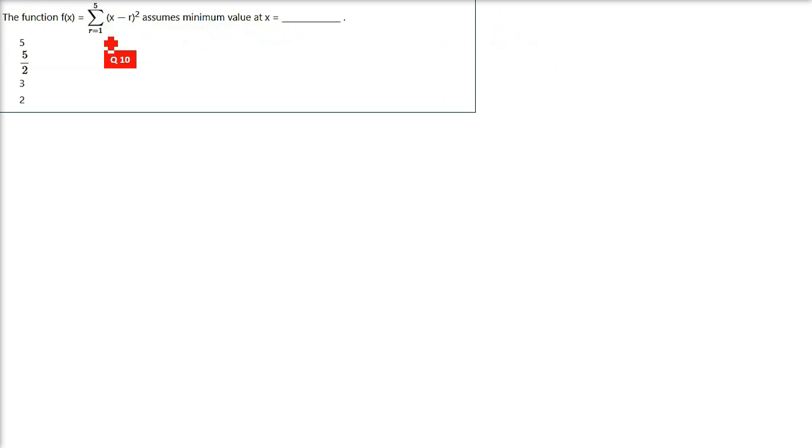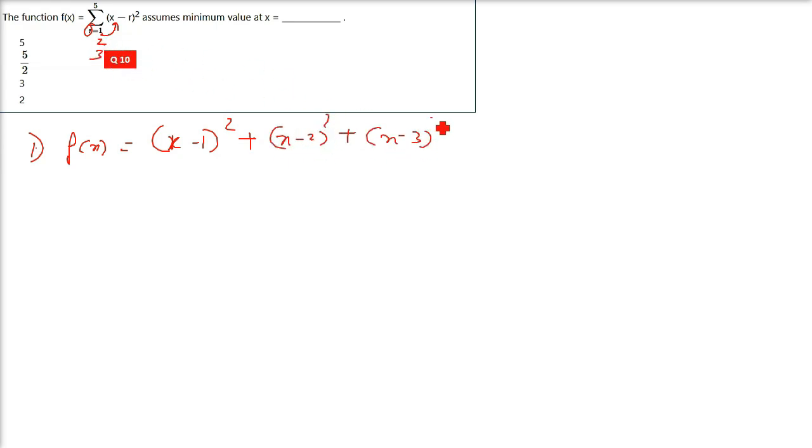So we have to assume the minimum value at x equals to what? The function will assume minimum value at x equals to what? So we have to find out the value of x. So the first thing, f(x) is what? It is sigma, sigma starts from 1 to 5. So sigma is summation. We'll take (x minus r) whole square. First we'll put r equal to 1, so it will be (x minus 1) whole square. Plus, because this sigma is addition, plus (x minus 2) whole square. Now we'll put r equals to 3.